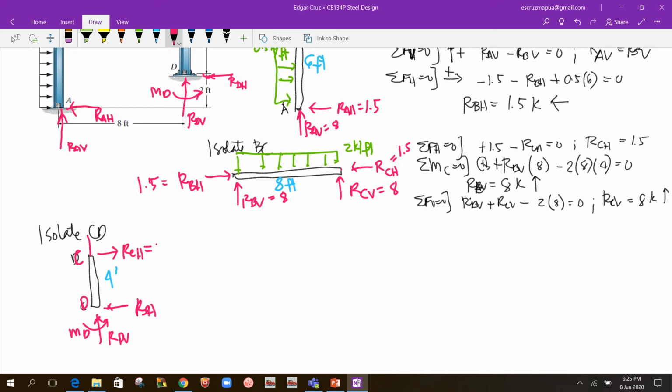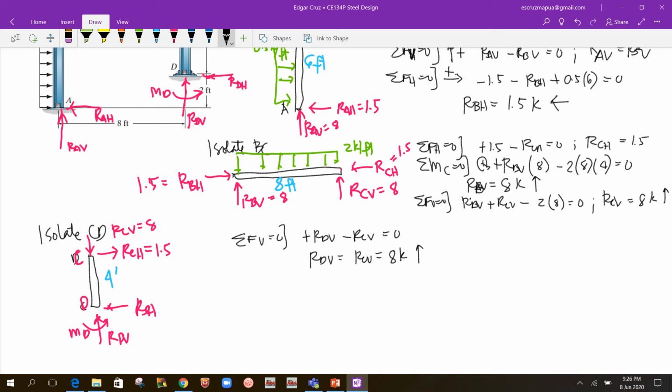RCH, and we solve that as 1.5. Then for the top, the RCV, we got 8 kips going up, so this one will be going down. Okay, so that's 8. If we apply statics here, summation of vertical forces equal to 0. So RDV minus RCV, only the two of them, equal to 0. Therefore, RDV is equal to RCV, which is equal to 8 kips.